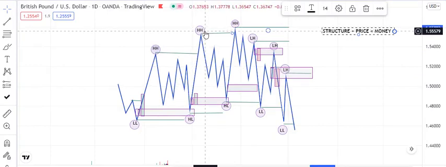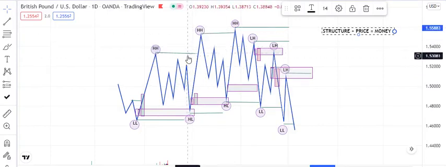Now I want you to also understand, before we go further, that after every break of structure, I'm coming back to that, but let me show you the structure first.